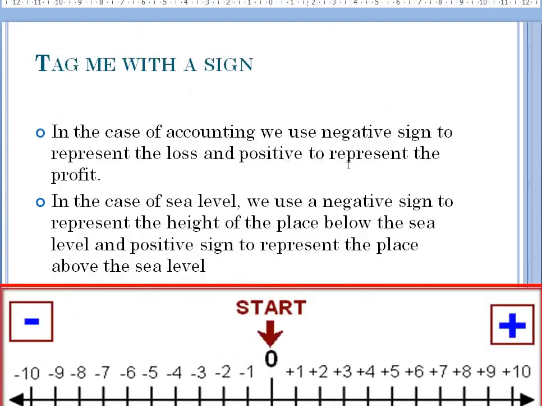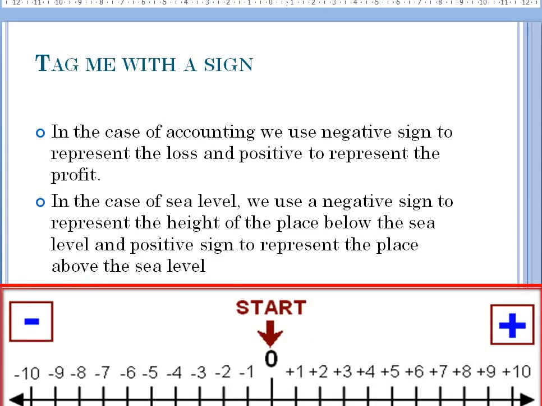In the case of accounting, we use the negative sign to represent loss and positive to represent profit. Suppose you got a profit, we put plus, positive. And if it is a loss, we put the negative. In case of sea level, you use the negative sign to represent the height of a place below sea level, and the positive sign to represent a place above sea level.